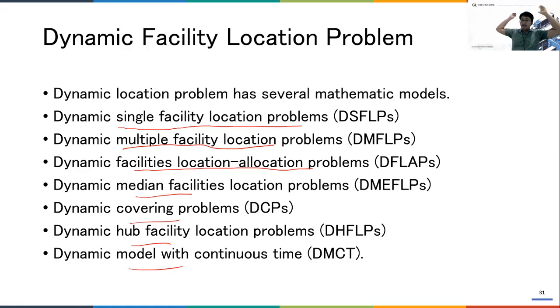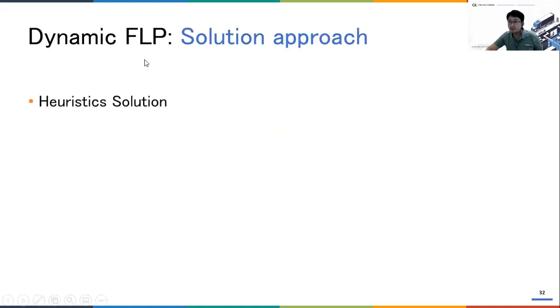Basically your model previously was a one-time decision: we make a decision and then we finish with it. But what if new information appears? Let's say what if the demand changes? How do you deal with it in a new situation like that? So dynamic facility location discusses the approach for that.